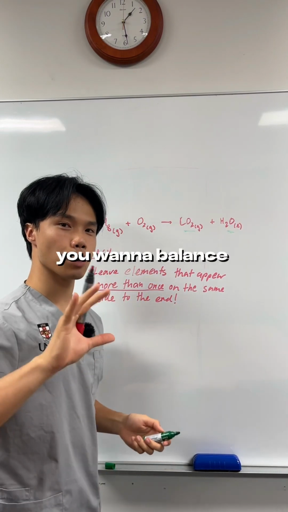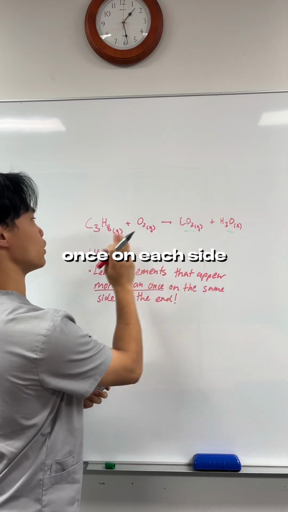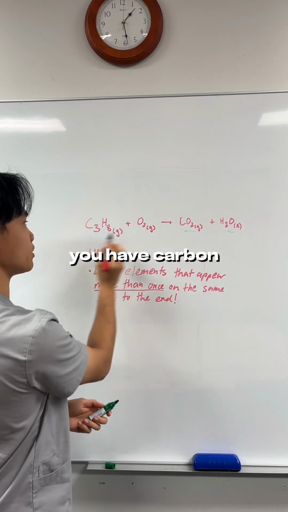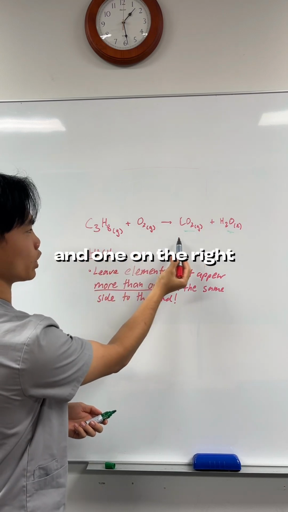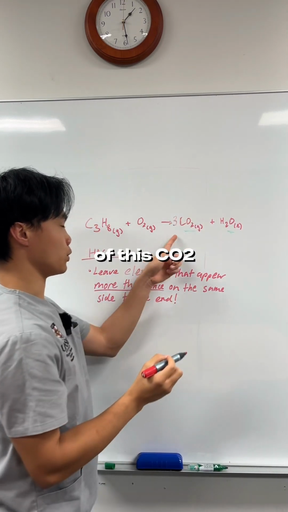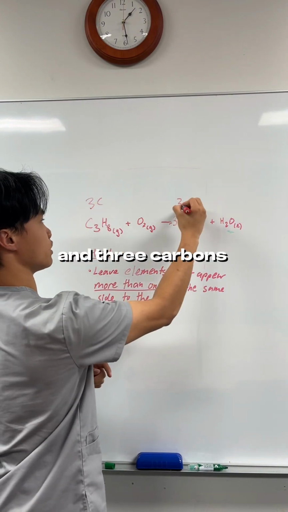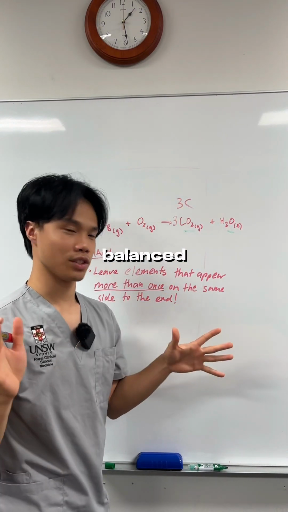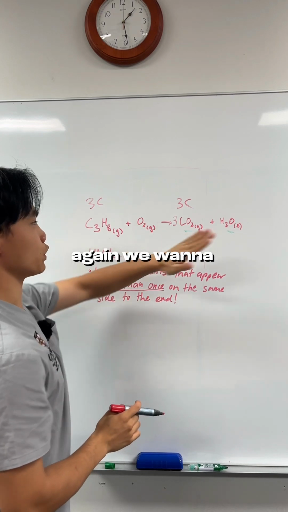So instead, you want to balance the elements that only appear once on each side. In this case, you have carbon, we have 3 on the left and 1 on the right. So the first thing we'll do is we'll place a 3 in front of this CO2 so that we have 3 carbons and 3 carbons on each side, balanced. We choose a second element to do. Again, we want to leave the oxygen out.